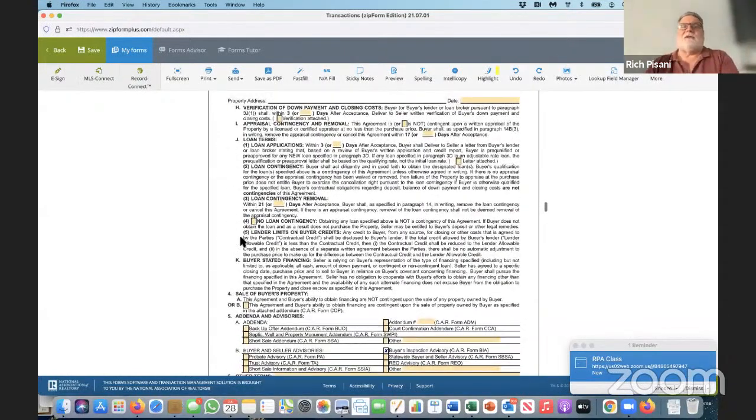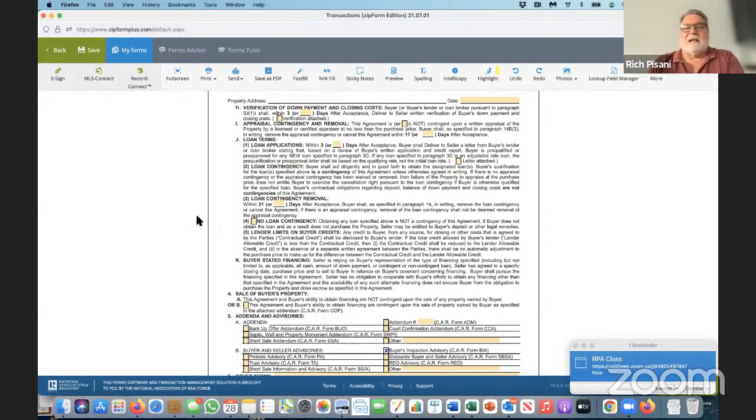Top of page 2 is verification of down payment and closing costs. You're working with a buyer and say, well, I'll give it to them in 3 days. How far do you think that offer is going to get with a seller's agent? Not going to get very far. Even in a buyer's market, they want to see that you have the money before they accept an offer. So always be aware of that.